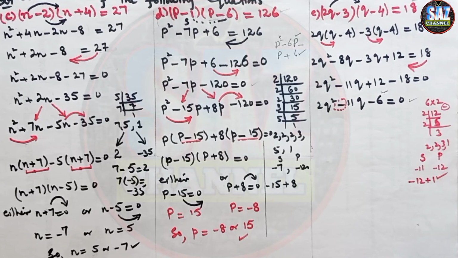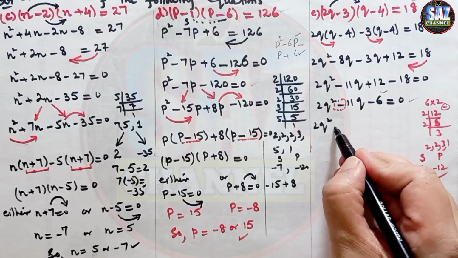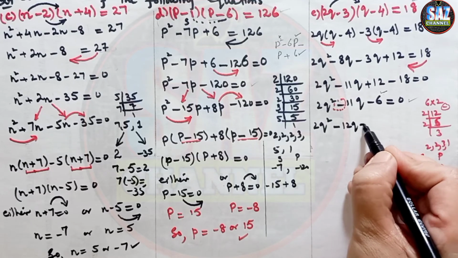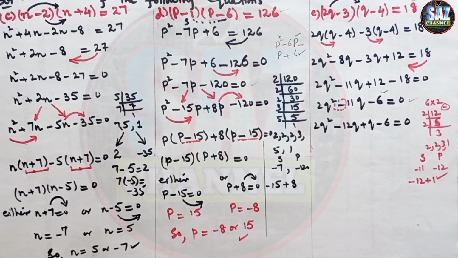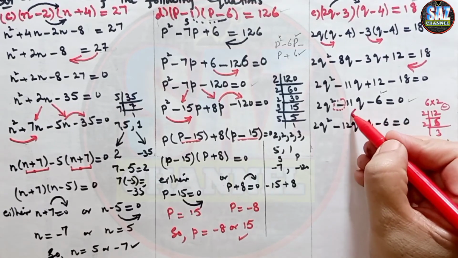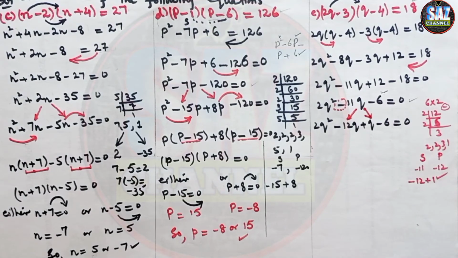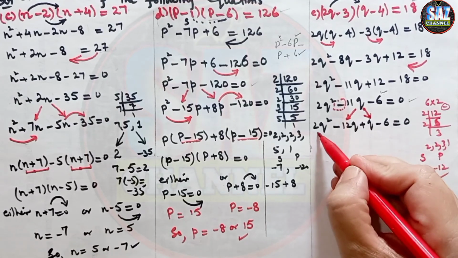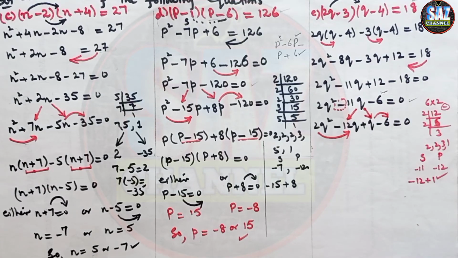So my middle term will be divided into two parts, and the equation will take the form 2q² − 12q + q − 6 = 0. Here I'm splitting my middle term into parts, that's why this is called the middle term breakage. Now make groups of like terms, and from each group extract a common factor, a number or a letter.